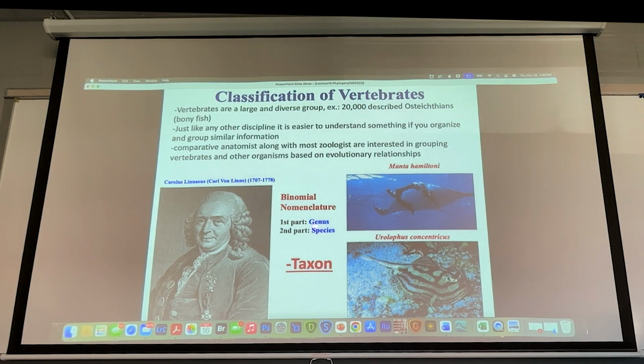The first part of the name is a genus, or genera, plural. This is a group of species. So, for example, up here we have the manta ray. When that was discovered, it was thrown into this genus called Manta, because there are several species of large manta ray, which are the largest rays in the world. The same for this species down here, which is a stingray. It's called Urolophus. There are several species of Urolophus other than concentricus that go into that particular group. And so a genus is a group of species that have similar characteristics.